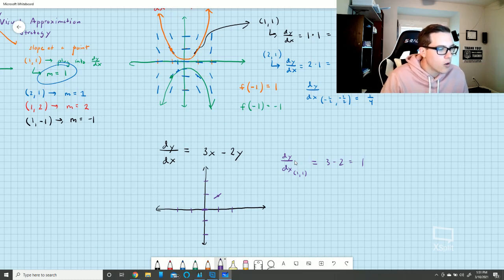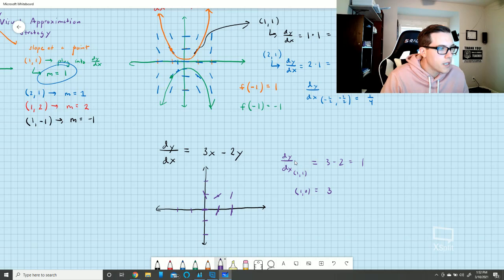And then just continue this. If I plugged in the coordinate 1, 0, I get 3 minus 0, which is 3. Which is really steep. Bam. If I plug in the coordinate 2, 0, I get 6, which is super steep. Not a great job making it steeper, but that's fine. If I plug in the coordinate 2, 1, I get a slope of 4. If I plug in the coordinate 0, 1, I get -2.